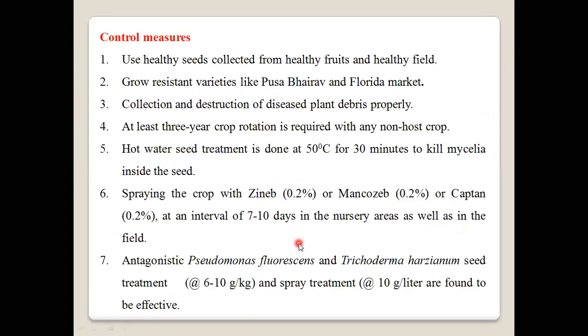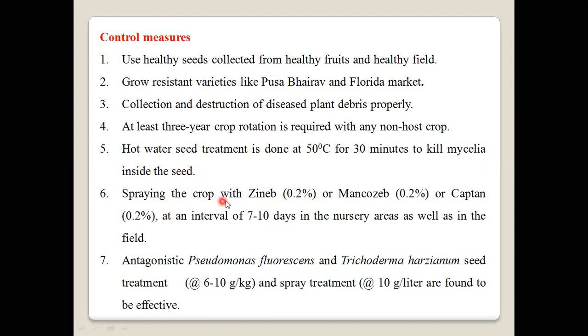Then the last one, that is control measures. Use healthy seeds collected from healthy fruits and healthy fields. Then collect and destroy the diseased plant debris properly. Crop rotation of at least 3 years is required to kill the spores present in the soils, that is, the sclerotia. Then seeds are treated with hot water at a temperature of 50 degrees Celsius for 30 minutes. In this way, you kill the mycelia present inside the seed and seed pod.